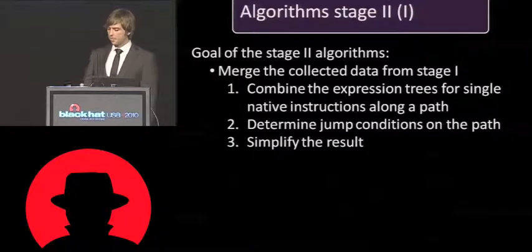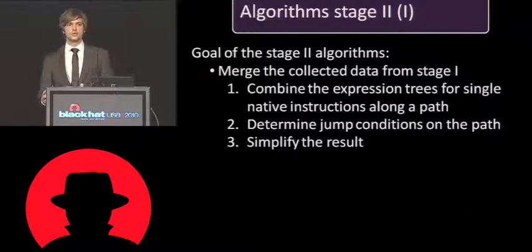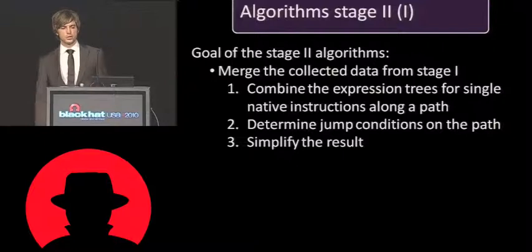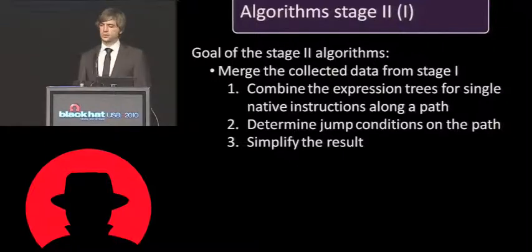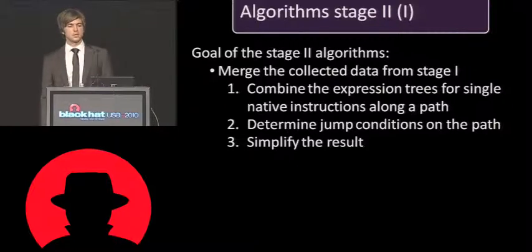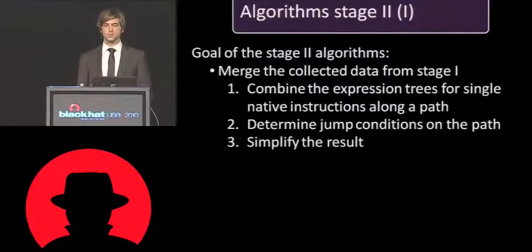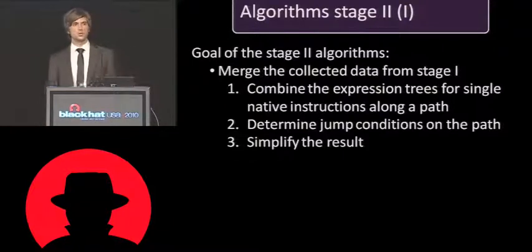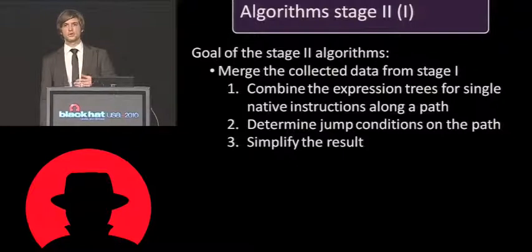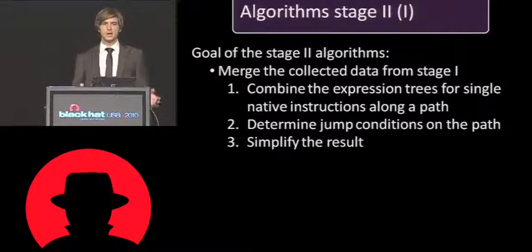So after we have now collected in stage 1 all the data which we need to be able to merge the data, we're going to now merge the data. The goal of the stage 2 algorithms is basically that we merge the collected data from stage 1, and we do this by combining the expression trees for single native instructions along a path. As I've told you, we have extracted all the possible paths through the instruction stream in stage 1, and we can now combine them along exactly those paths.